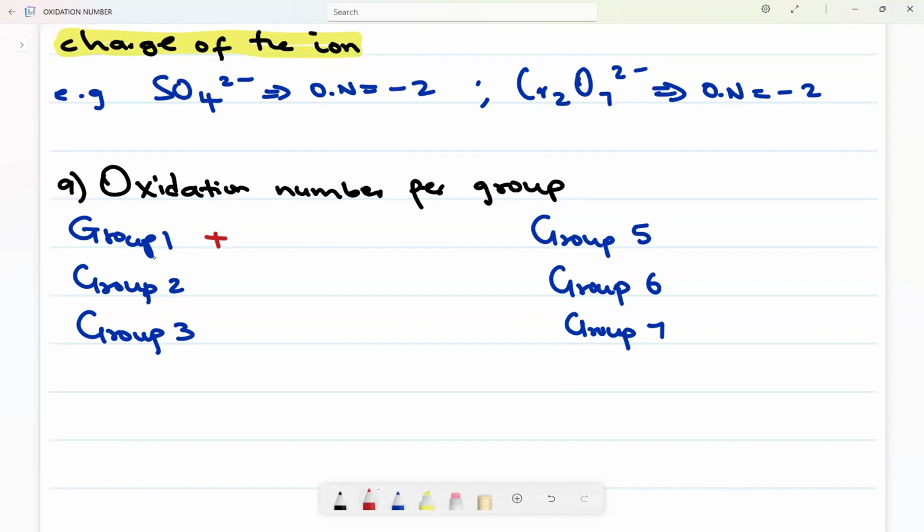Group 2, it is +2. Remember, I'm talking about oxidation number. Group 3, it is +3. Group 7, it is -1. This one, it is -2. This one is -3. And this tells you that the first ones are positive again. Remember what causes you to be positive: it is when you lose an electron. So these ones lose.